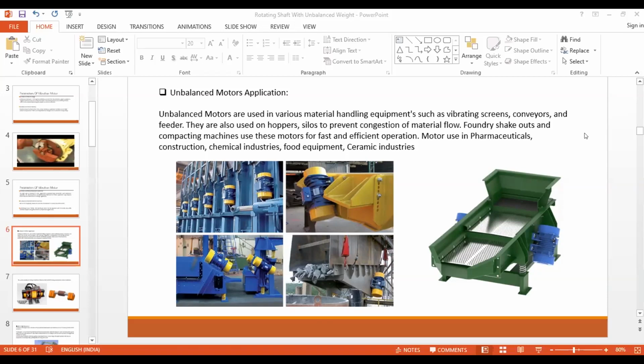So there is vast use of these vibration motors. Depending on your usage, you need to select your vibration motor accordingly. So this was about the introduction part. Now we will proceed to the project.